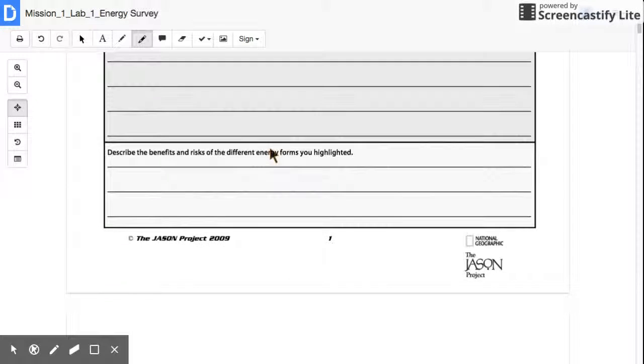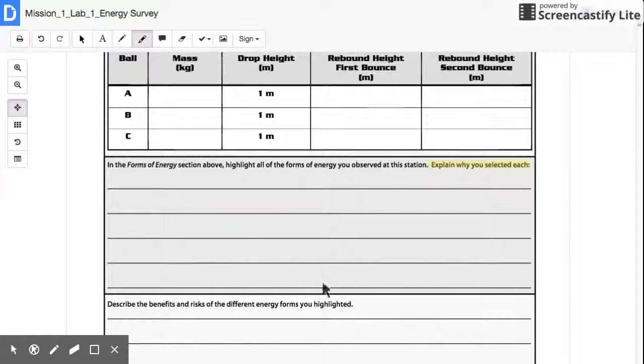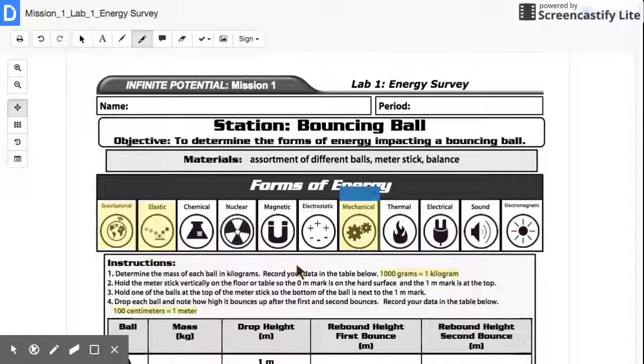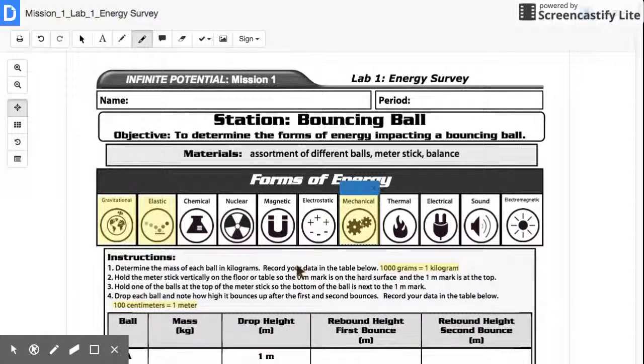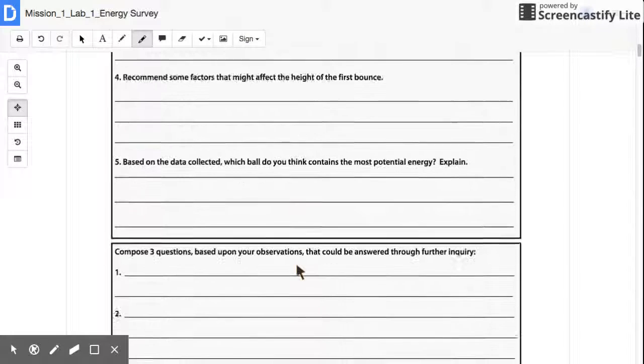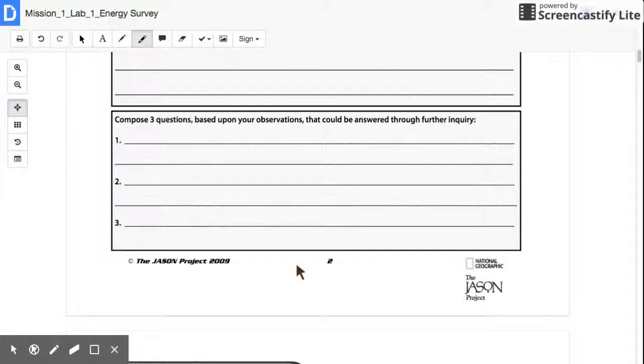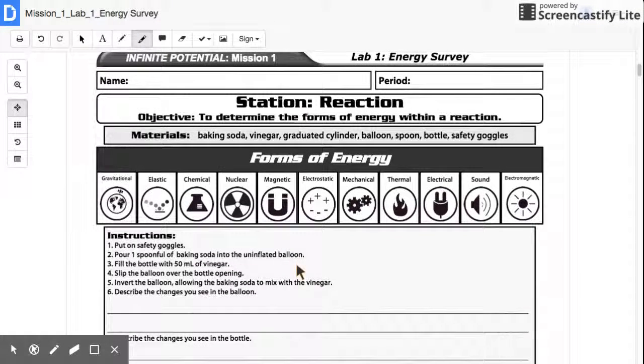So then it's going to ask you a variety of questions. Don't worry about answering the questions while you're doing the stations, because what you need to be doing is the doing portion of the lab, going to each station and experiencing what happens. You can do the writing or the answering either after you finish the lab or at home for homework. There's several questions that you're going to answer about that. And then you're going to move on to the next station.